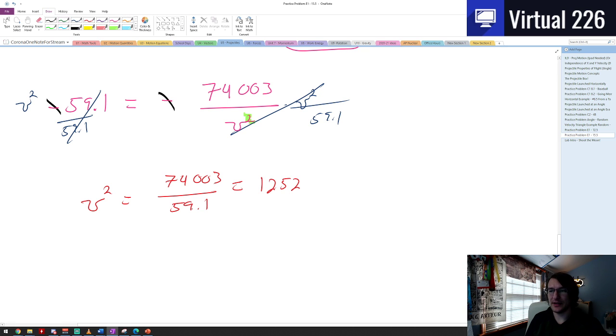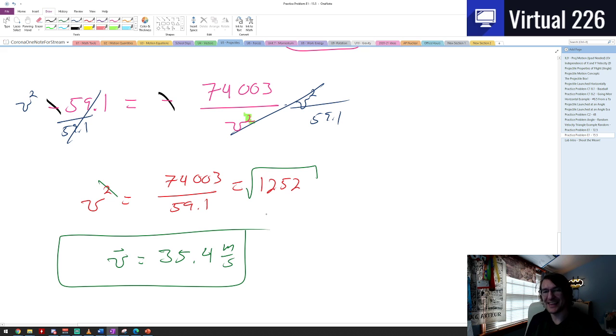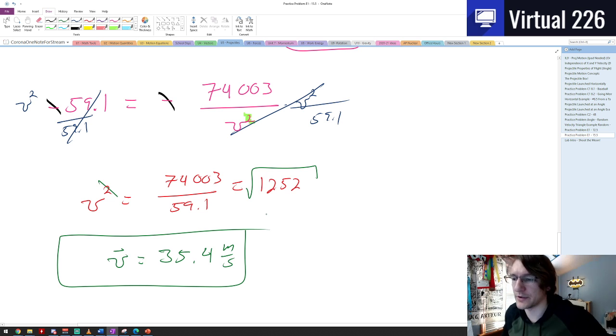Now I can simply take the square root of this value to find what v is. So the square root of 1252 gives me 35.4 meters per second. And that is my answer, okay? Give or take a little bit due to some rounding there, okay?